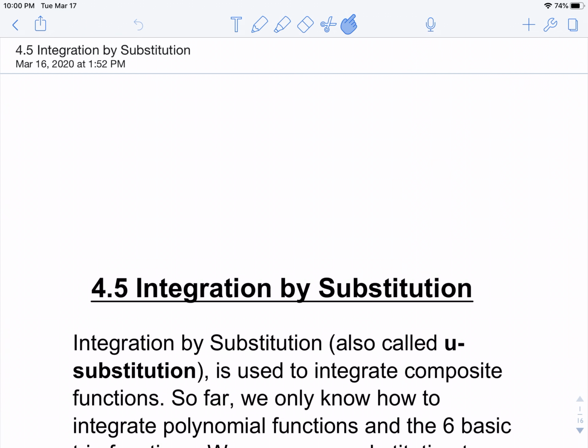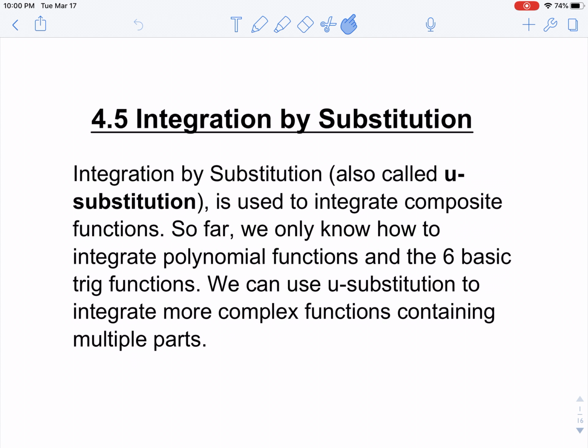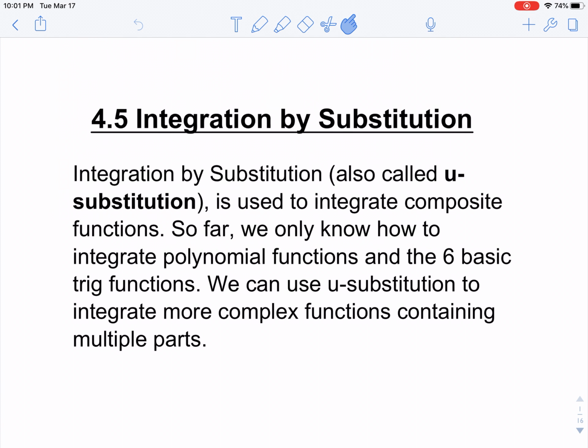Okay, everyone, here we go. Calculus, lesson 4.5, integration by substitution. So this is a tricky lesson. You're going to have to pay close attention to the videos. I'm going to have to make a bunch of different ones, probably at least 3 or 4 for this lesson, because I want to try to keep them short because they'll take a while to upload if they're long.